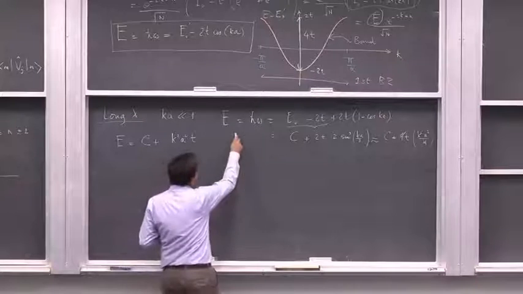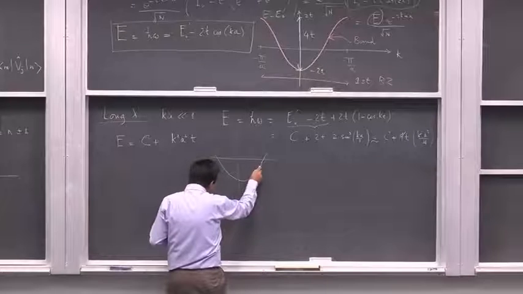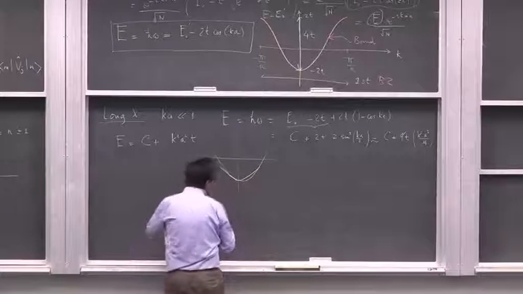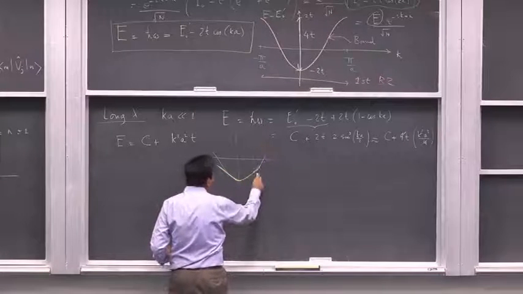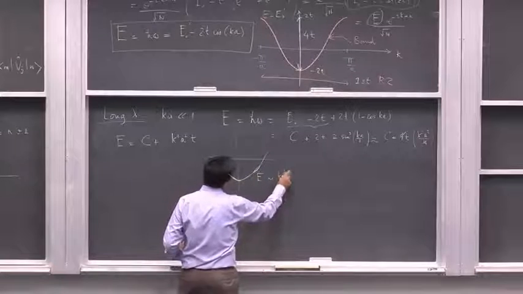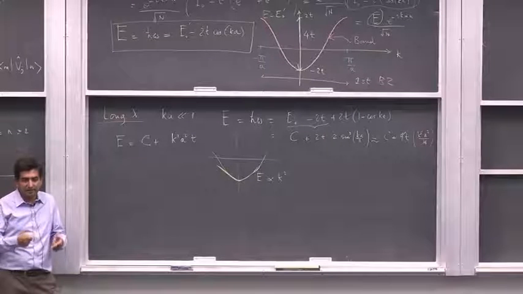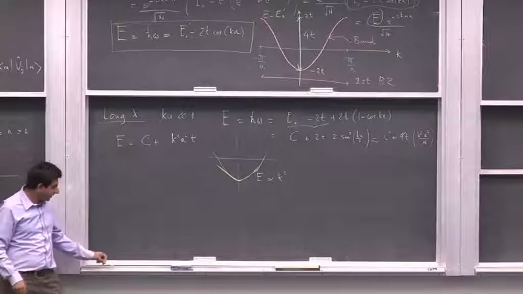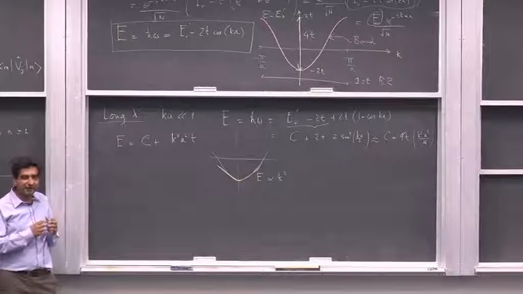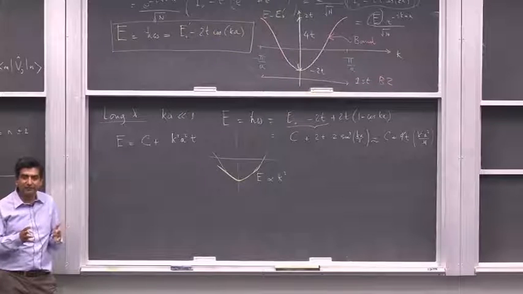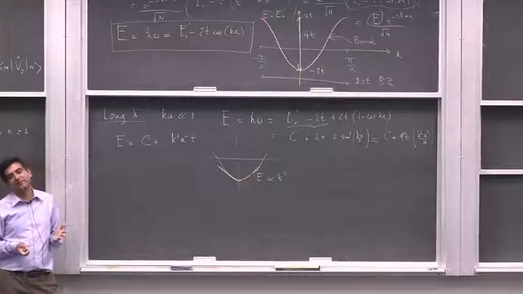So at the bottom of the band, the band has a parabolic shape. It's parabolic here, where the energy goes as the square of k. So at the bottom of the band, the dispersion relationship is parabolic. Since it's parabolic, you might assume that you can treat the electrons as free electrons, because free electrons live in parabolic bands, with a changed effective mass.